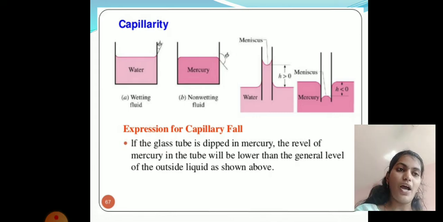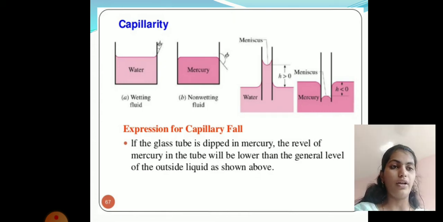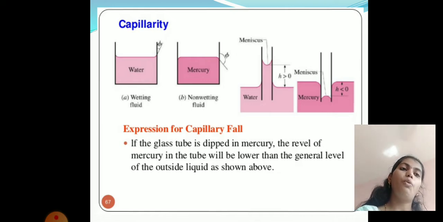The same procedure we followed with water, we have to follow with mercury. Then what are the two different conditions? In a water medium, the capillary liquid is upper and the outside liquid is lower, and in capillary fall, the capillary liquid is lower and the outside medium is upper.